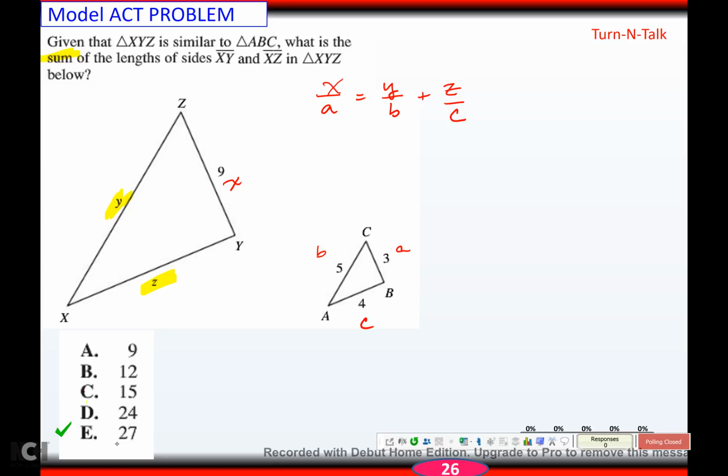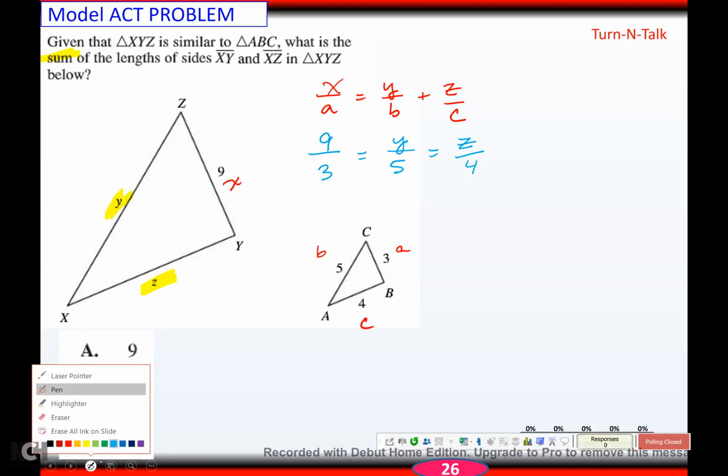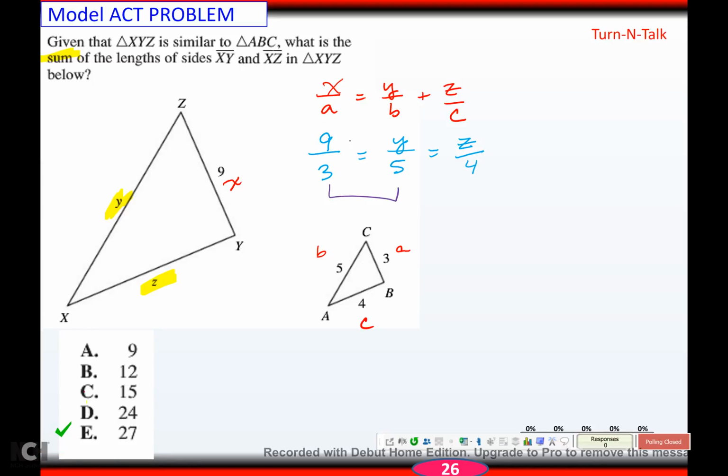Okay, so let's plug in what we know. I know that little x is 9, and that little a is 3, that little y is little y, that little b is 5, that little z is z, and little c is 4. Okay, well, I'm going to find y first, so I'm going to solve these two, which would give me 9 times 5 equals 3 times y. So I got 45 equals 3y. Divide by 3 and I get y equals 15.